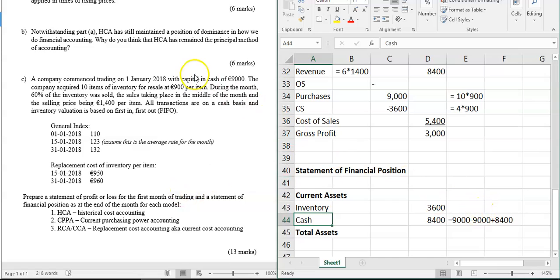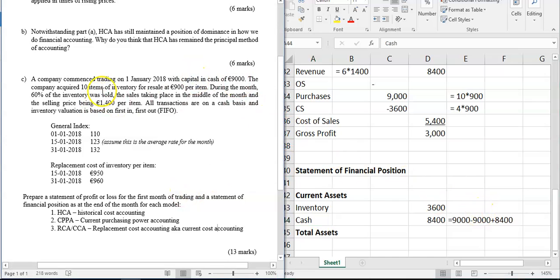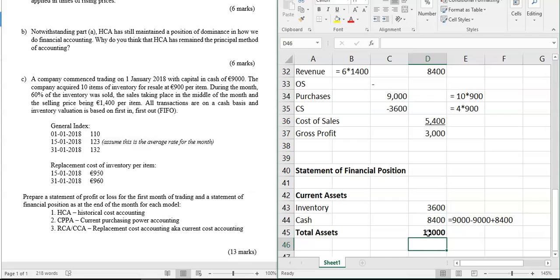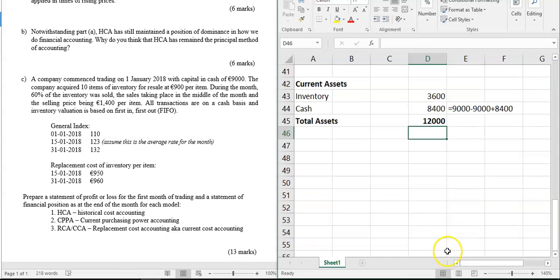Just be careful with that. You got capital in, you spent the capital, and then you sold 6 units at 1,400 each. So the total assets at the end of January are 12,000. And that will balance up with, if we come down here, the capital.